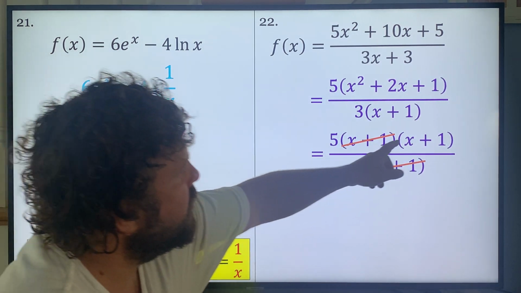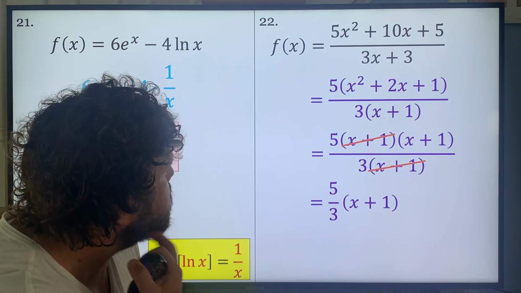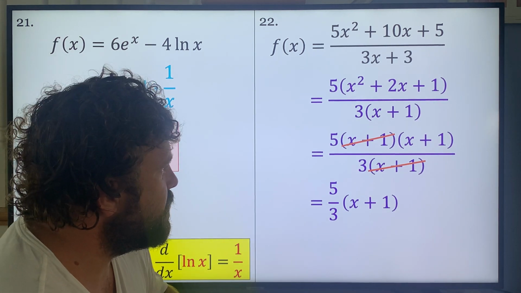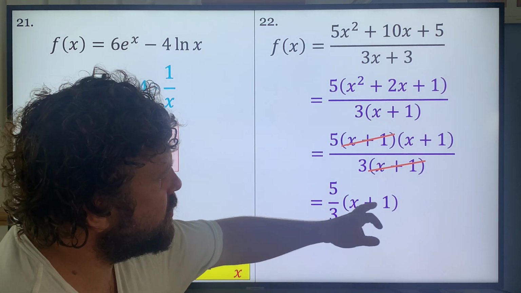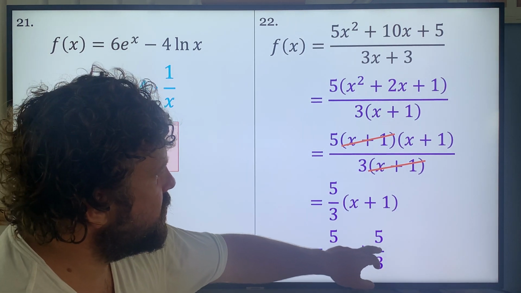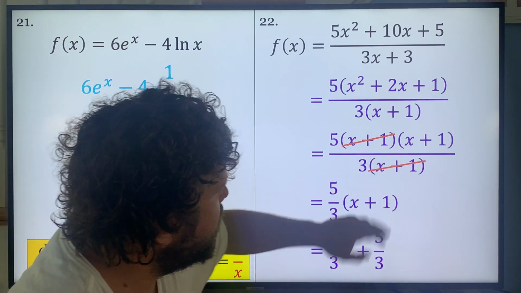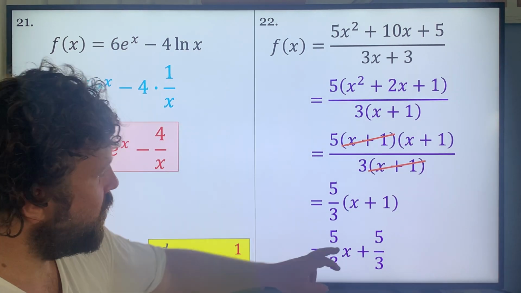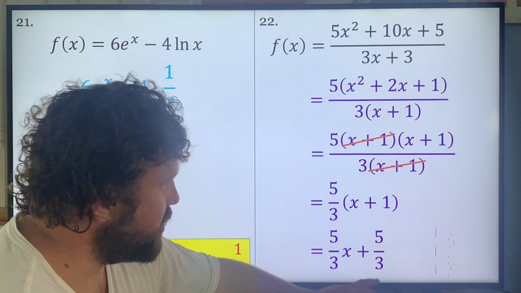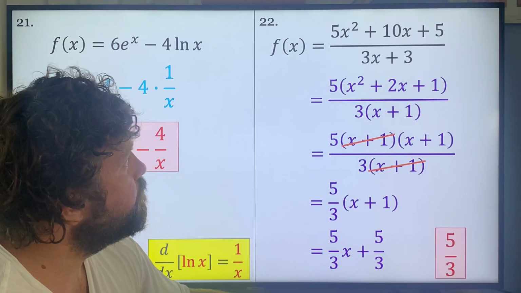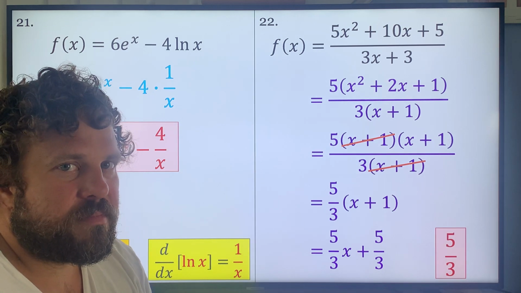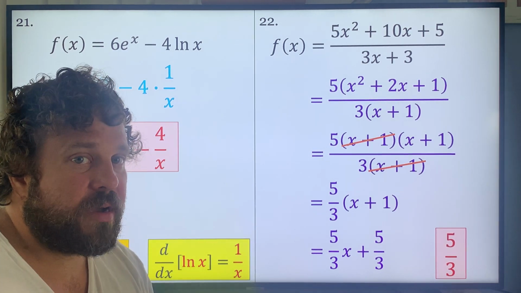All right, so it's 5 times x plus 1 over 3. 5/3 times x plus 1. What can I do with this 5/3 now? Or you can just say 5 times x plus 1 over 3. It doesn't matter. I can distribute it, right? 5/3 x plus 5/3. If I did 5x plus 5 over 3, I would end up at this step anyway. What's the derivative of 5/3 x? 5/3. What's the derivative of 5/3? 0. So my answer is 5/3. All of that for that. Hopefully you got it and you feel really good about yourself.